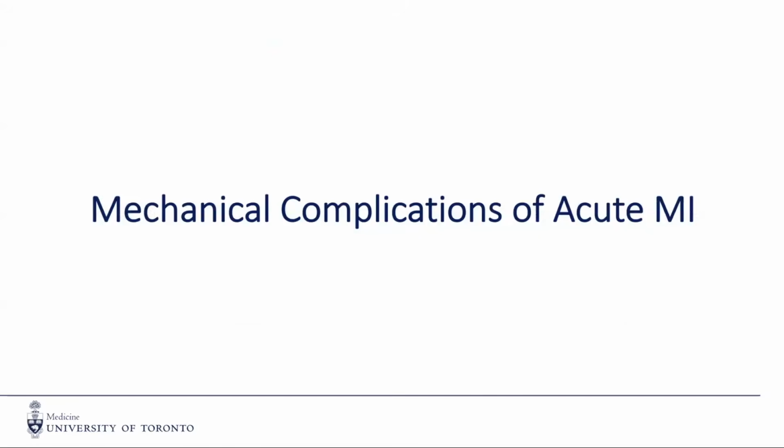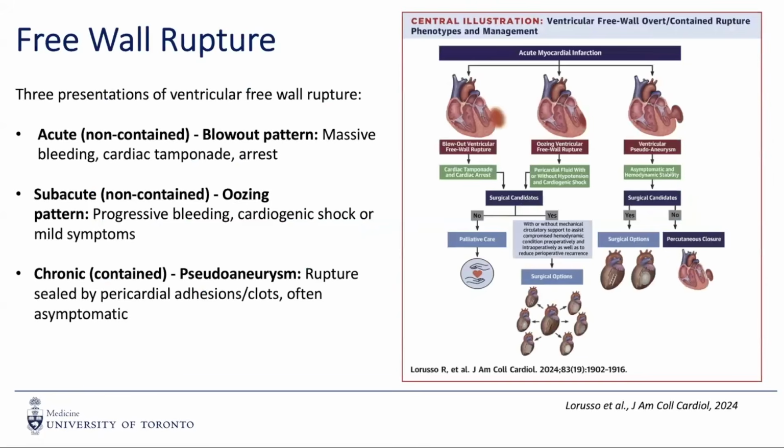So moving on to our next point, which is probably the highest yield part of our presentation, which is mechanical complications of acute MI. We'll jump right into them and talk about the first complication, which is free wall rupture. So free wall rupture is one of those nightmare complications that you'll see just because of the high incidence of morbidity and mortality that are associated with them.